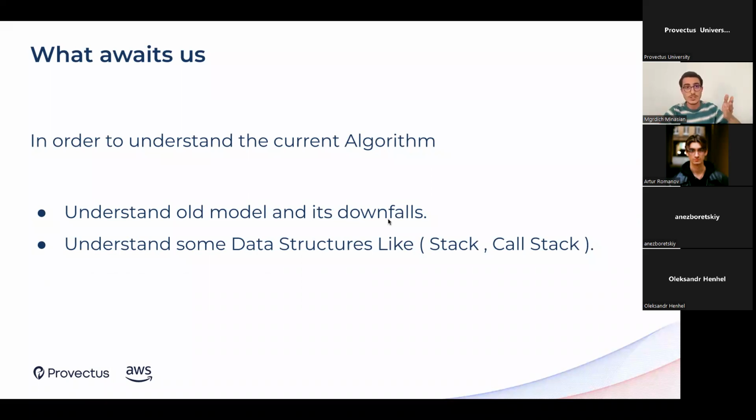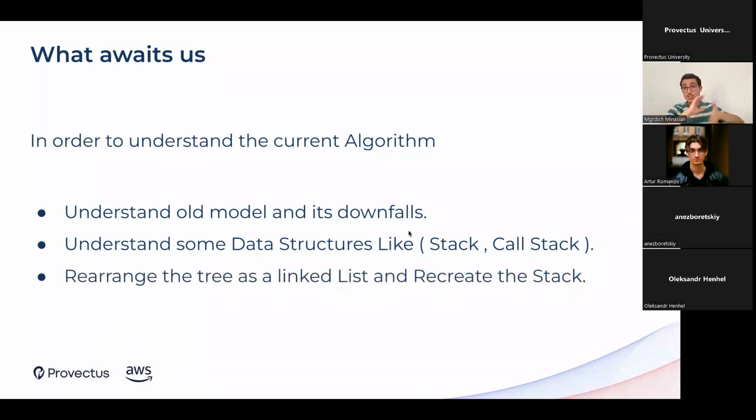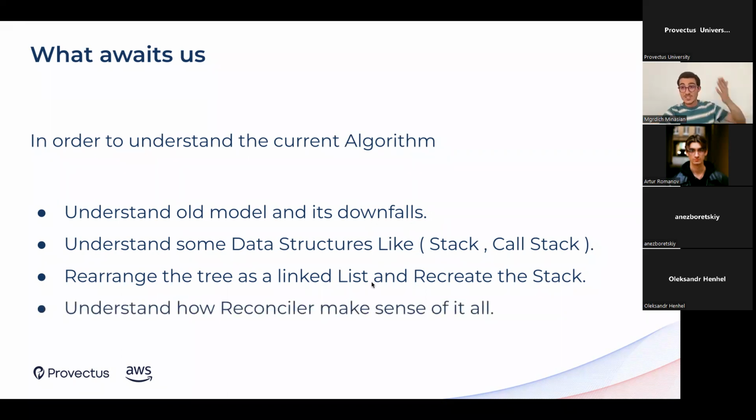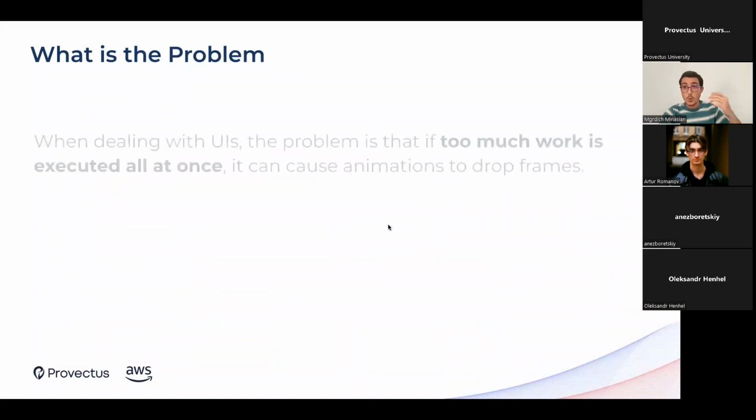And we're going to rearrange a tree as a linked list in order to recreate the stack. This single line, I know it's hard to pronounce and even hard to understand, is what the algorithm is doing, and I will explain it in detail as we move on. And after we understand how we can recreate those core algorithms, we're going to understand how React is actually using this in order to make updates on the page. So what was the problem?